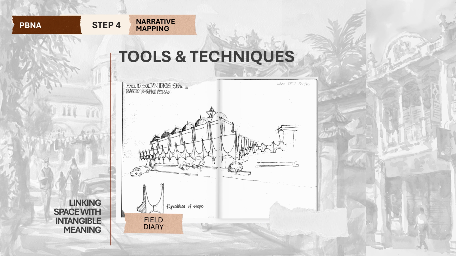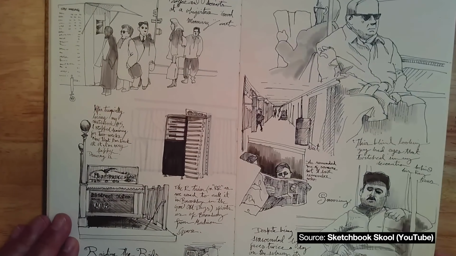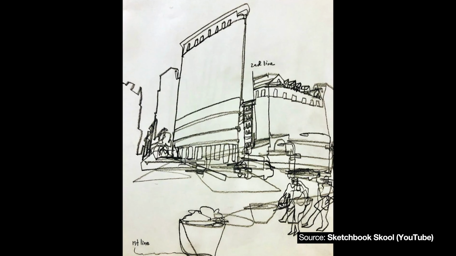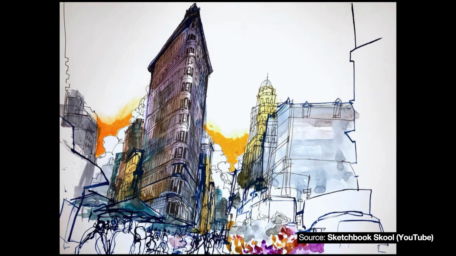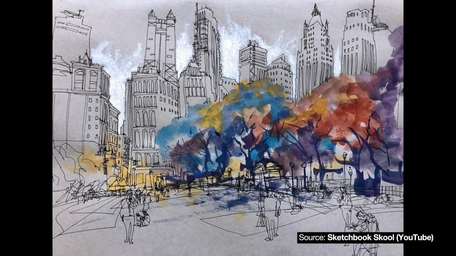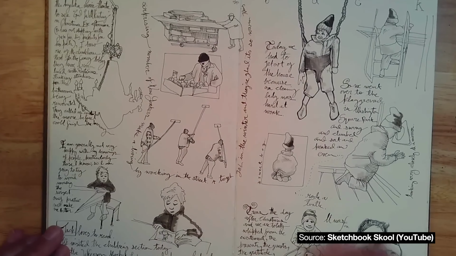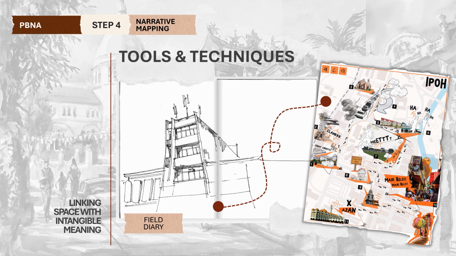First, the field diary. This is a personal journal kept during site visits. Students use it to document key moments, what was said, where it happened, and why it matters. They sketch scenes, note feelings, or record details. This diary encourages slow, reflective thinking and becomes a bridge between raw field data and thoughtful design.